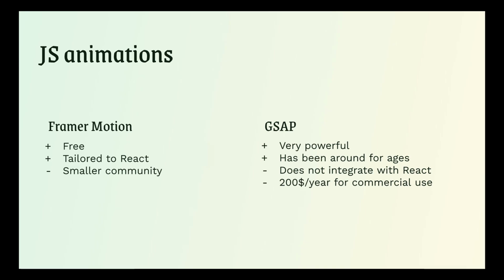And to use GSAP in commercial projects, you will need to have a subscription which runs for at least $200 a year. Framer Motion, on the other side, is a lot less popular in comparison to GSAP, but it's a very powerful library, and it provides all necessary building blocks to compose your complex animations on top of it. And what's more important, it was built as a React animation library. It's pretty much stitched to React in terms of integration into component lifecycle and other React features. And so today we'll be using Framer Motion to code our animations.